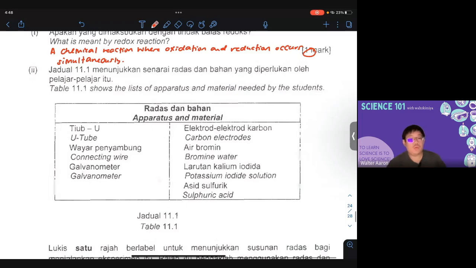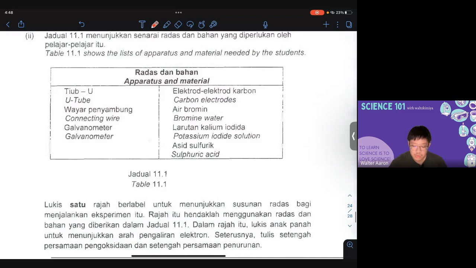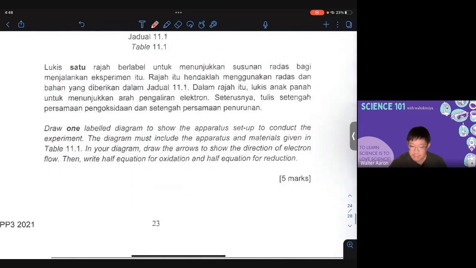And then for number 2, table 11 shows the list of apparatus and material needed by students. So you got a U-tube, connecting wire, galvanometer, carbon electrodes, bromine water, potassium iodide, and sulfuric acid. So I ask you to draw one labelled diagram to show the apparatus set up to conduct the experiment. The diagram must include the apparatus and materials given in table 11.1. In your diagram, draw the arrows to show the direction of electrons. Write the half equation for oxidation and half equation for reduction. Then you'll be able to score 5 marks in total. So in this case, let's try to do that together.